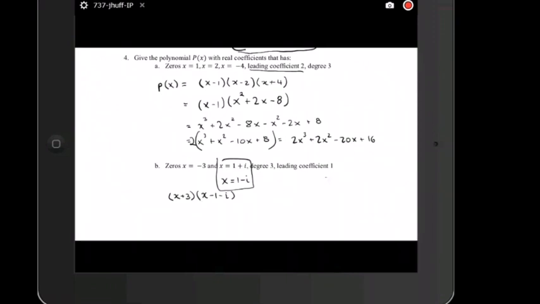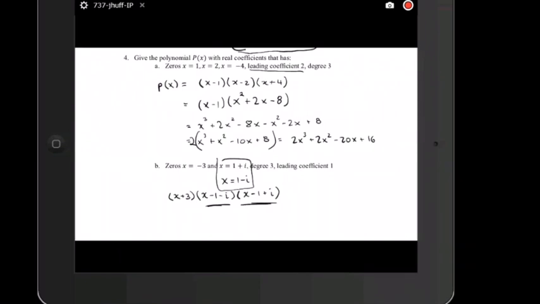And if you do the same thing with the other zero, so x equals 1 minus i, if you move both of those to the same side as x, you're going to subtract 1, but add i. So it's going to be x minus 1 plus i. And when you're multiplying factors together that contain complex numbers, it's best if you multiply those two together first.